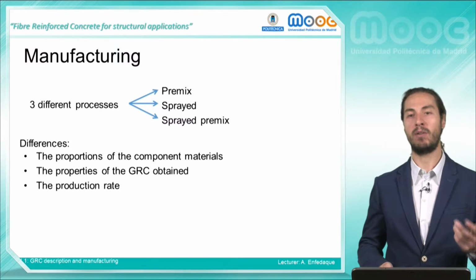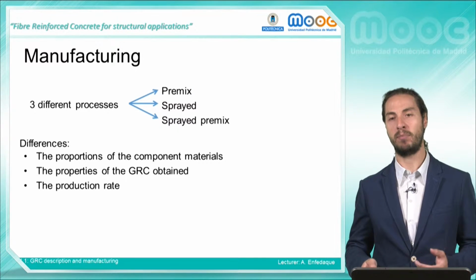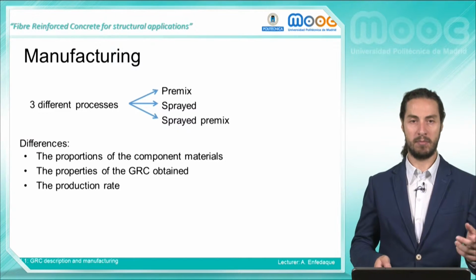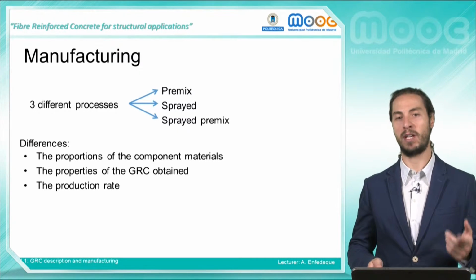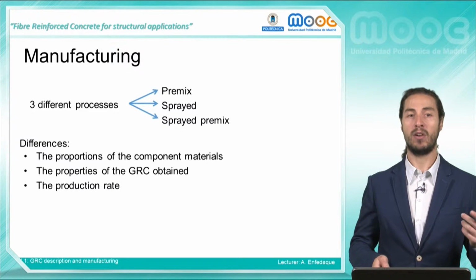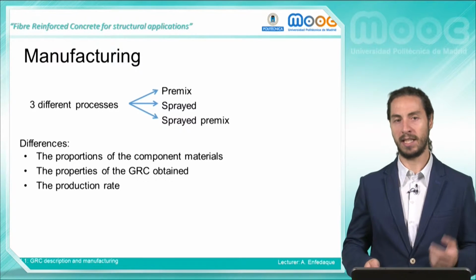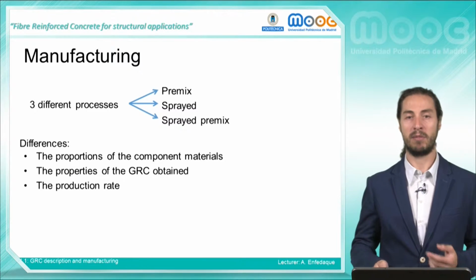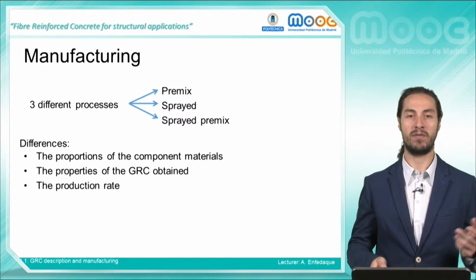GRC manufacturing nowadays can be performed by any of the three processes that can be seen in the slide: by a premix process, by then pouring, by simultaneous spraying of cement mortar and glass fibers, or by premixing cement mortar and the glass fibers and afterwards spraying such materials into the mold. Several characteristics change among these three methods.